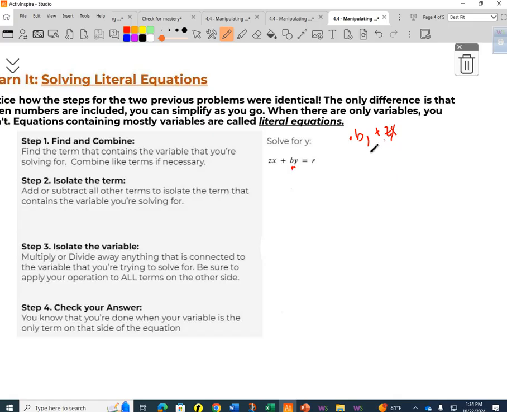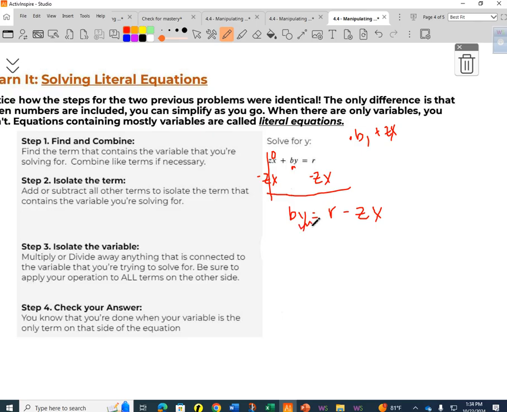Yeah, we're going to undo the adding dx, and dx is d times x, so that gets kind of confusing, right? And remember, we have to look at how it relates to the variable we're solving for. So this variable term is being added to that. So we're going to subtract that, minus dx, minus dx. Opposites equals 0, so now I have b times y equals r minus zx.